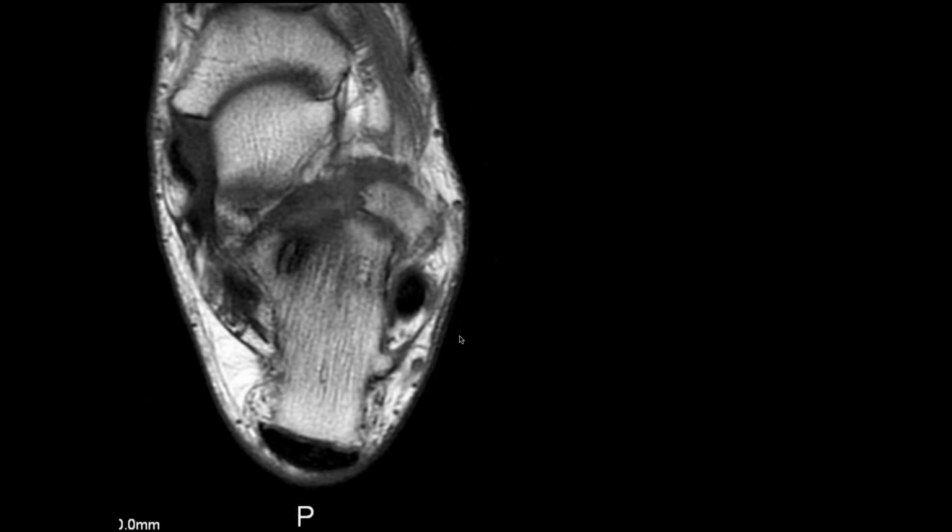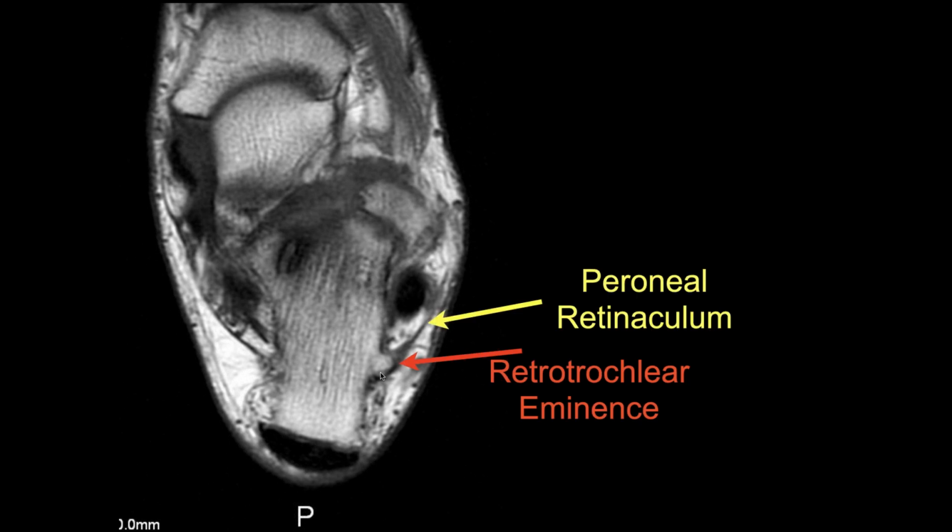Okay, and here's just an example of the retrotrochlear eminence back here. It's behind the peroneus longus, and there's the tendon attaching, and it's just a little bony prominence from the peroneal retinaculum attachment.